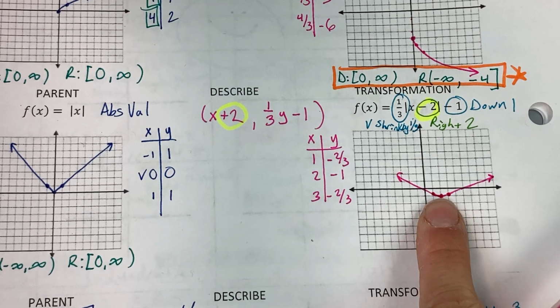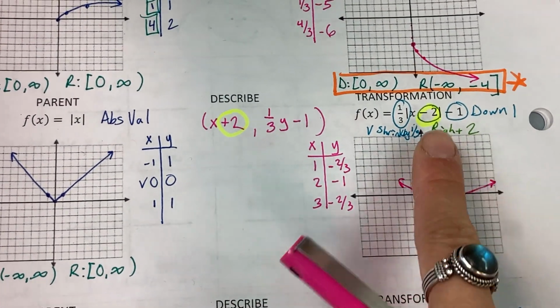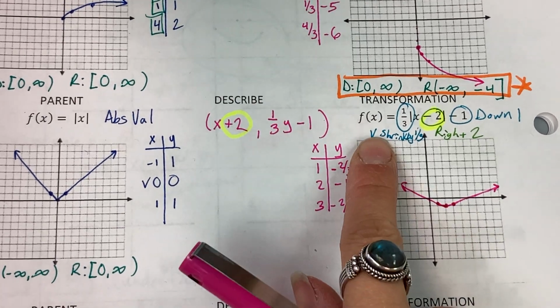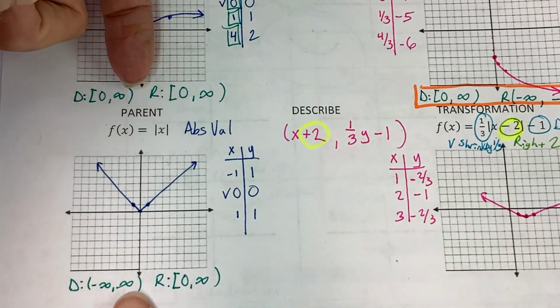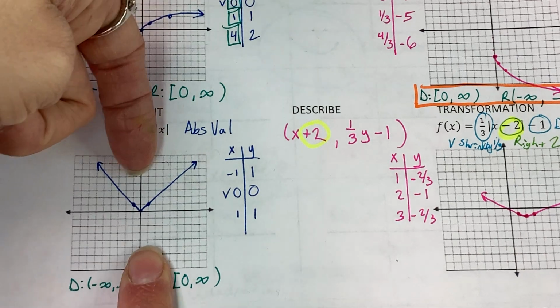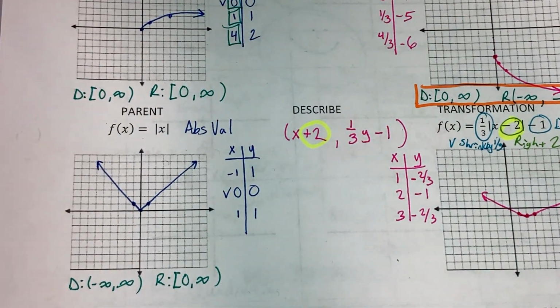So does our graph match our descriptions? Has our vertex moved down 1? Yup. Has it moved to the right 2 from 0, 0? Yup. Has it vertically shrunk by a third? All right, folks, so if we look at this graph and we vertically shrink it by pressing on it, that flattens the sides and it looks perfect.